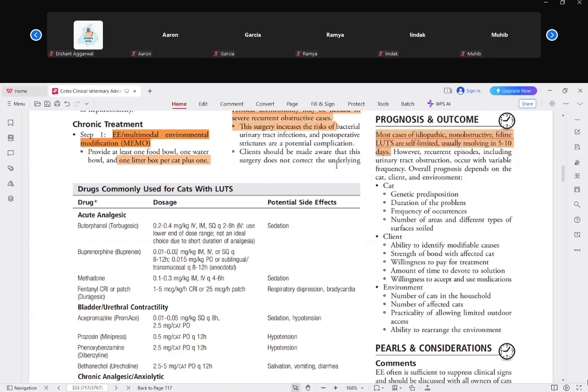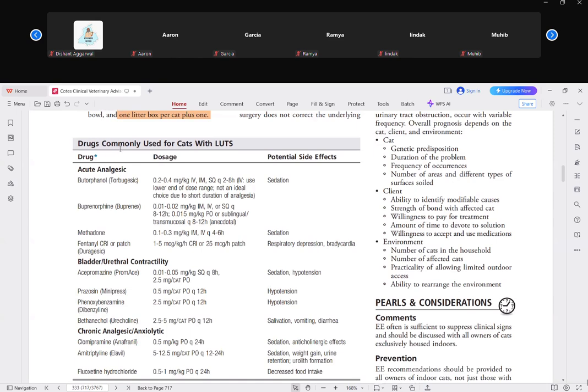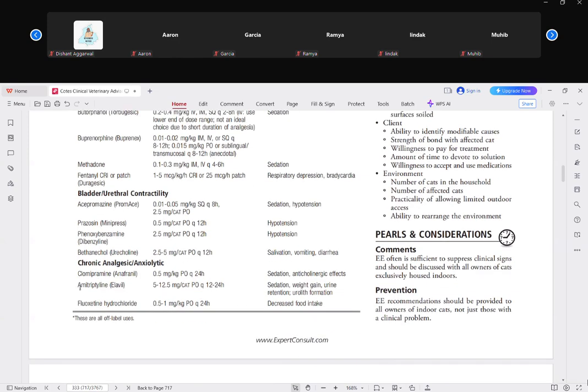So prognosis is excellent. Okay, just remember this. Coming toward the drugs that you use commonly in FLUTD, acutely you use an analgesic in the animal. You can use drugs for urethral contractility or bladder contractility, such as phenoxybenzamine or bethanechol. For chronic anxiolytic activity, you can use amitriptyline or fluoxetine in the animal.